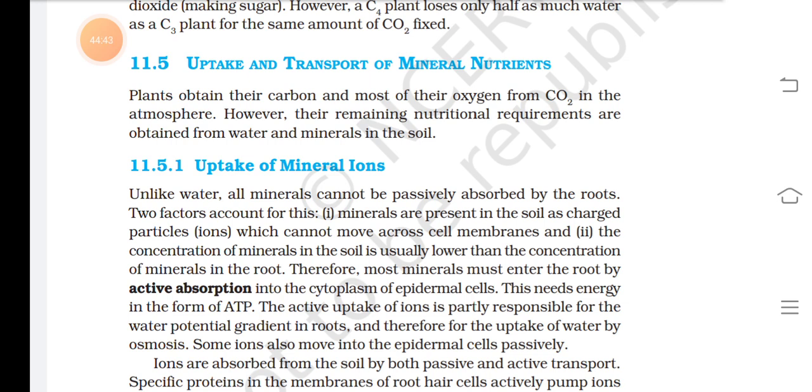11.5 Uptake and transport of mineral nutrients. Plants obtain their carbon and most of their oxygen from CO2 in the atmosphere. However, their remaining nutritional requirements are obtained from water and minerals in the soil.